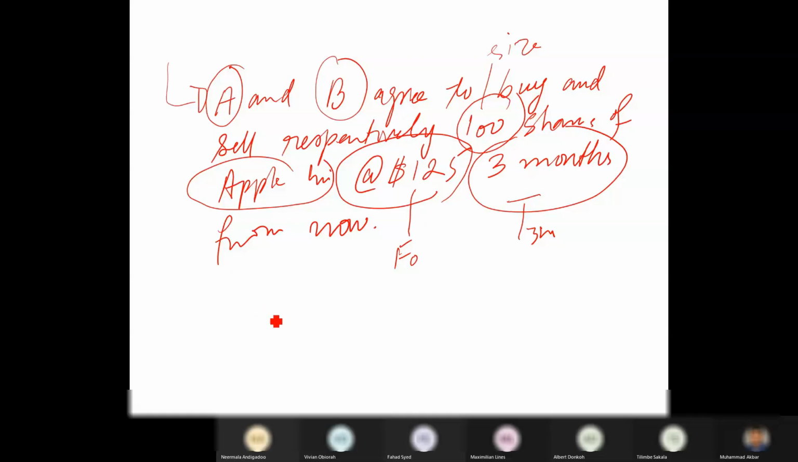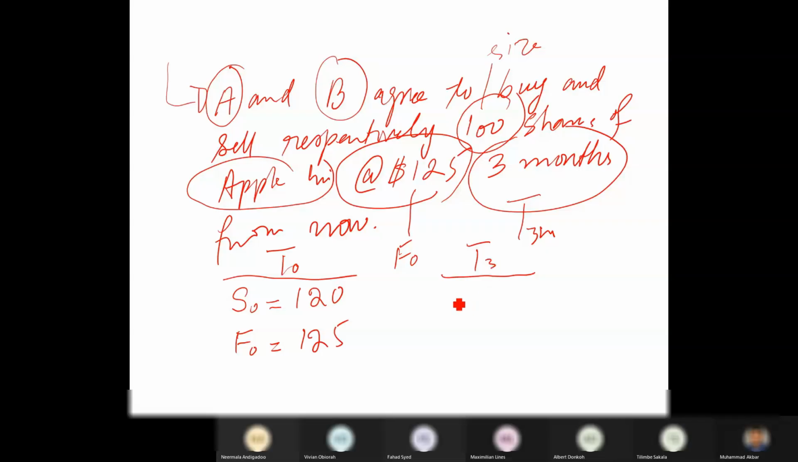Now what will happen in 3 months time? Right now, let's suppose today the stock price is 120. The forward price that we have set in the contract is 125. This is today, let's give it T naught. In 3 months time, the price is, let's suppose, ST3, the price is 135. So what will happen? 3 months later, A will pay 125 for each of the 100 shares to B and purchase the shares, which are worth in the market 135. So A's gain will be how much? On each share, A will gain 10. And if you multiply this by 100 shares, A will gain $1,000.